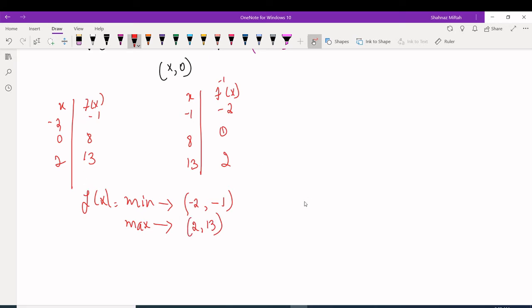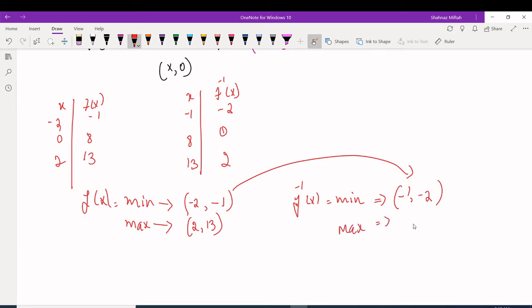What is going to be the minimum for the inverse? The minimum is going to be -2, right? So it's (-1, -2). And if you pay attention, look at this. They switched their positions. Then what is going to be the maximum for the inverse? It's going to be (13, 2). And again, these two switched, the x's and y's. So that's how the maximum and minimum goes.